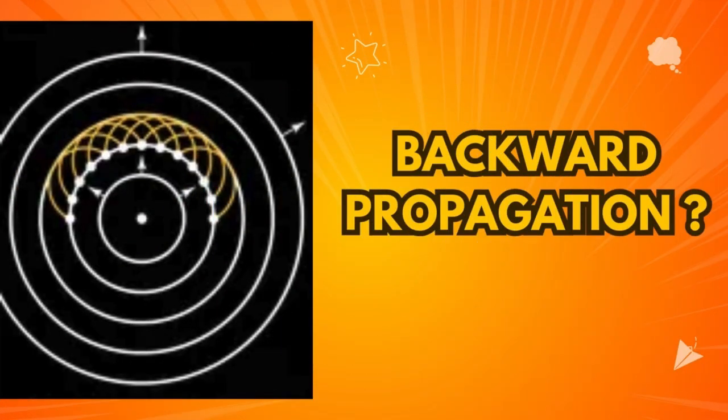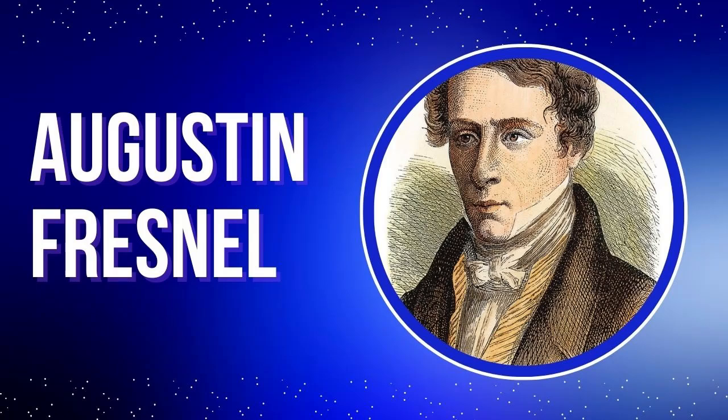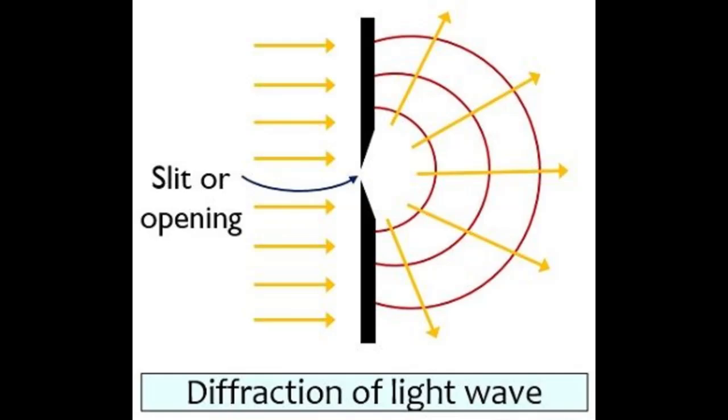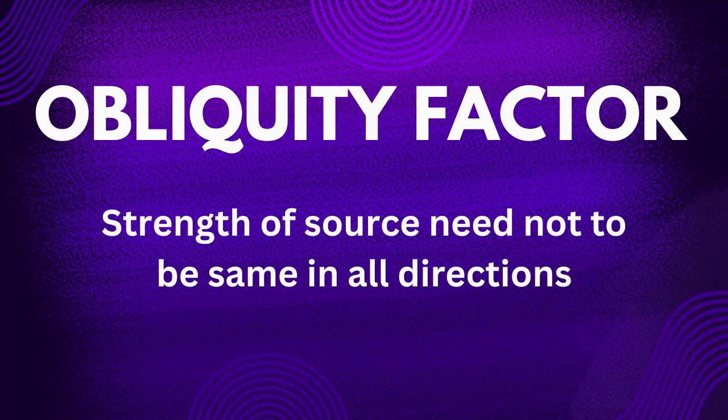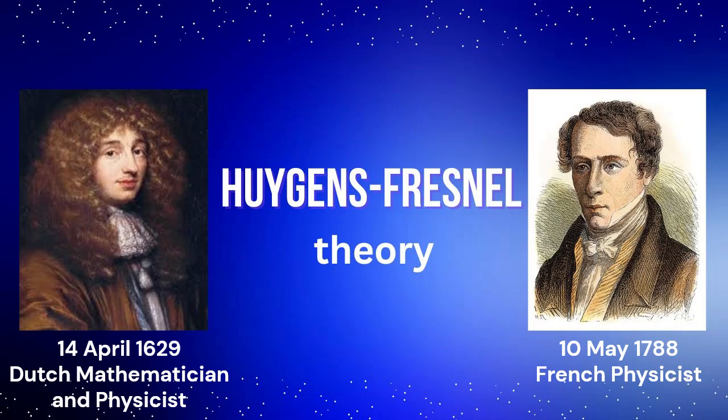This inconsistency of Huygens is fixed by Fresnel. He explained the amplitude of secondary waves moving backward doesn't need to be the same as the secondary waves propagating forward. The source may emit higher amplitude waves forward and even zero amplitude waves backward. To be precise, he said that the strength of the source need not be the same in every direction. He named this the obliquity factor. Fresnel also worked on the phases. According to his explanation of the secondary waves, the Huygens-Fresnel principle was formulated.